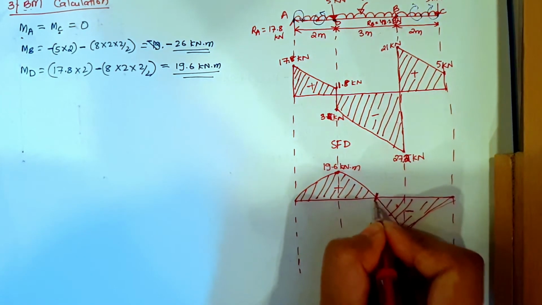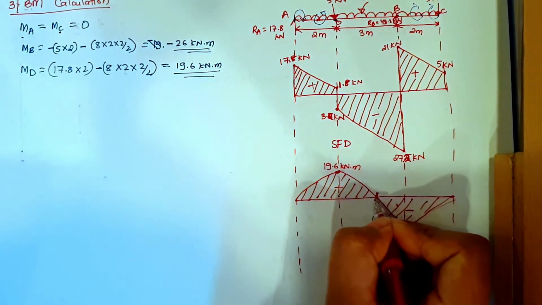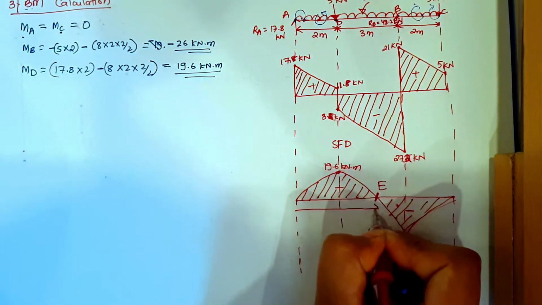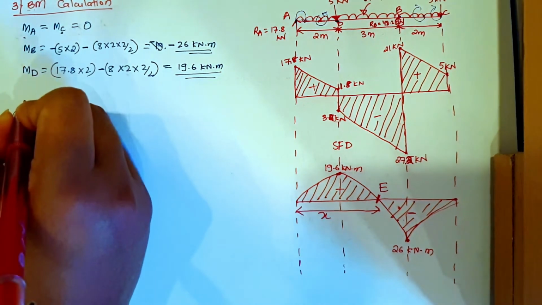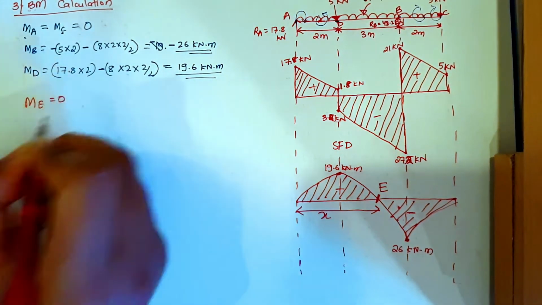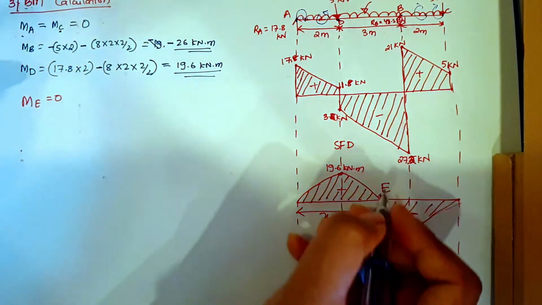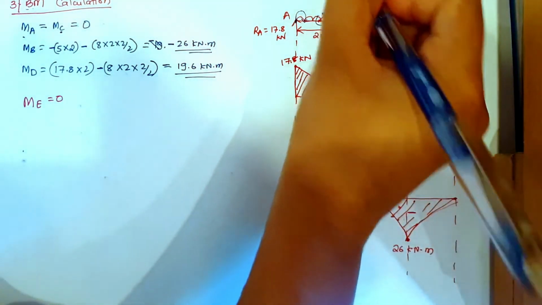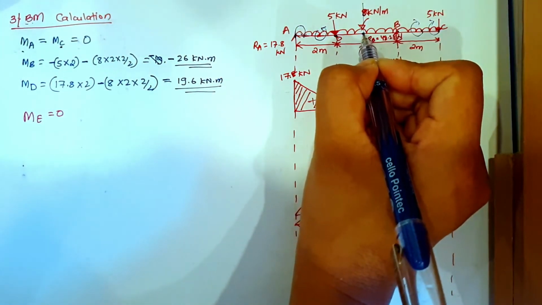Okay, so this point is a point where the bending moment is changing its sign from positive to negative. This point is known as the point of contraflexure. Now let us name this point as point E, and let's find this distance x. Right, now how do we find this distance? Moment at E will be equal to 0. Now if I draw a faint line, so I need to find moment at this point, E point, right?